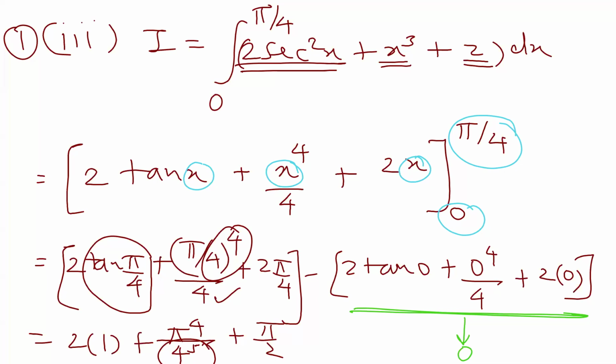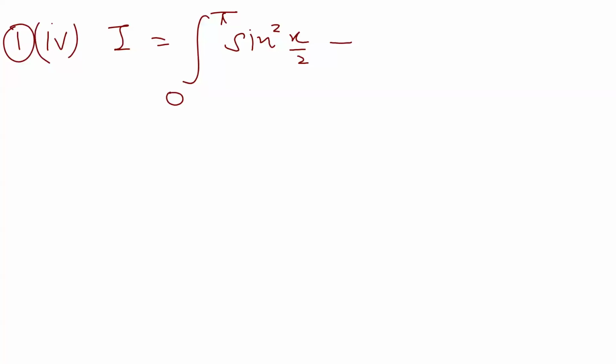Question number 1, sub question 4. Integration 0 to pi of sine square x by 2 minus cos square x by 2 dx.